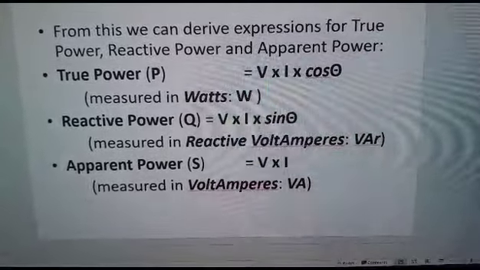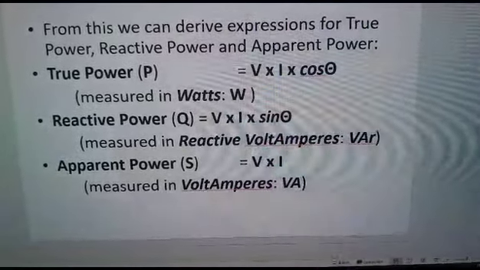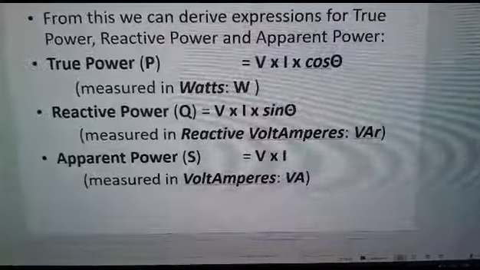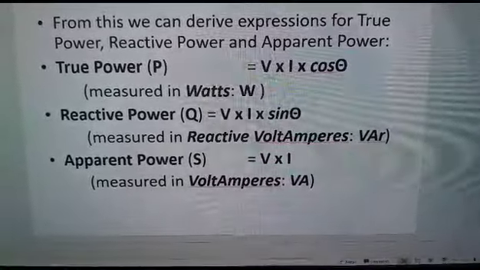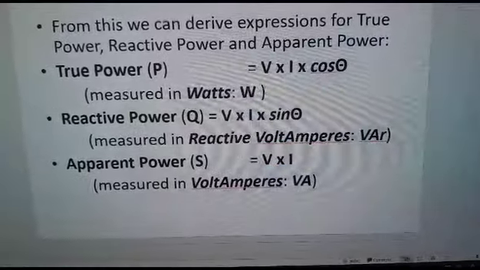Reactive power, Q, is equal to V multiplied by I sin phi, and it is measured in reactive volt-ampere. Also, the apparent power, S, is equal to V times I, which is measured in volt-ampere.